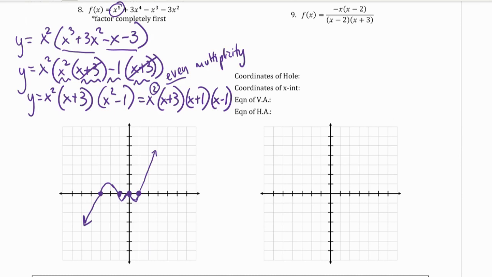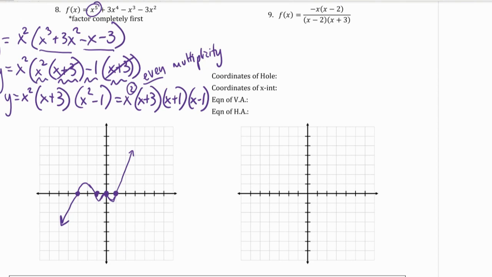Notice that I'm not plugging in other points. I don't care about that. I just need a general shape. I need your end behavior to be correct, and I want your zeros to be correct. We're going to do a lot of graphing this year, and that's what's going to be important: zeros are correct and end behavior is correct.